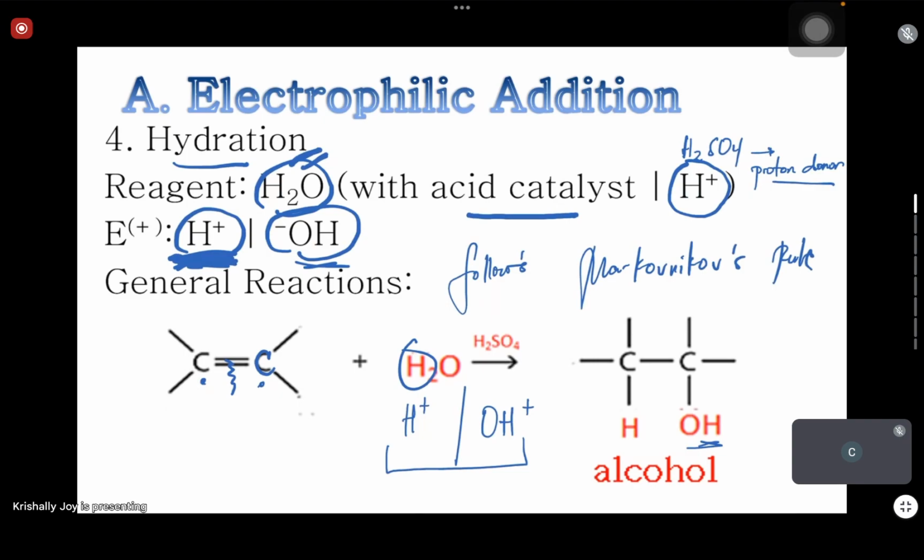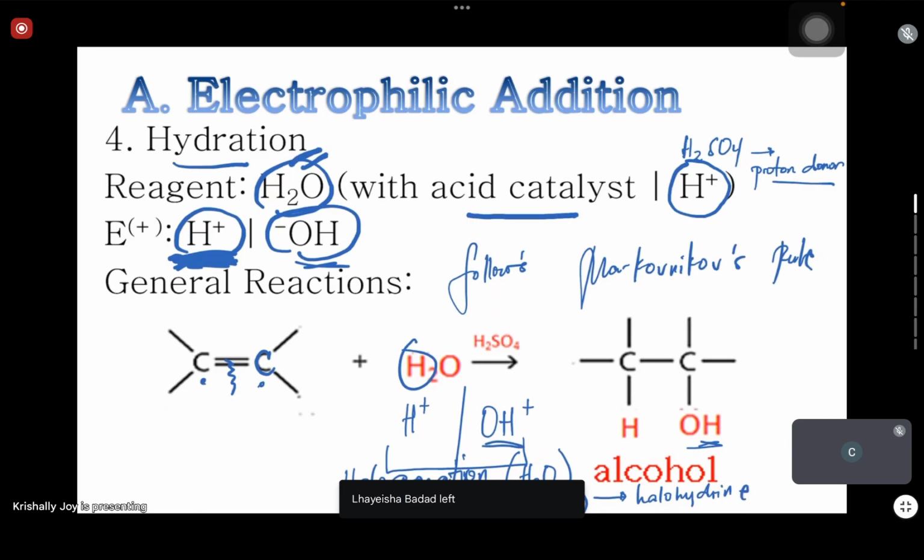This concept is also applicable sa halogenation. Halogenation in the presence of a water solvent. Yung kanina, number 2, yung halohydrin. Paano ba tayo makabuo ng halohydrin? Okay? Yung OH, dun siya mapupunta sa carbon with more substituents. Or in short, kung more substituent, it has lesser hydrogen in it.